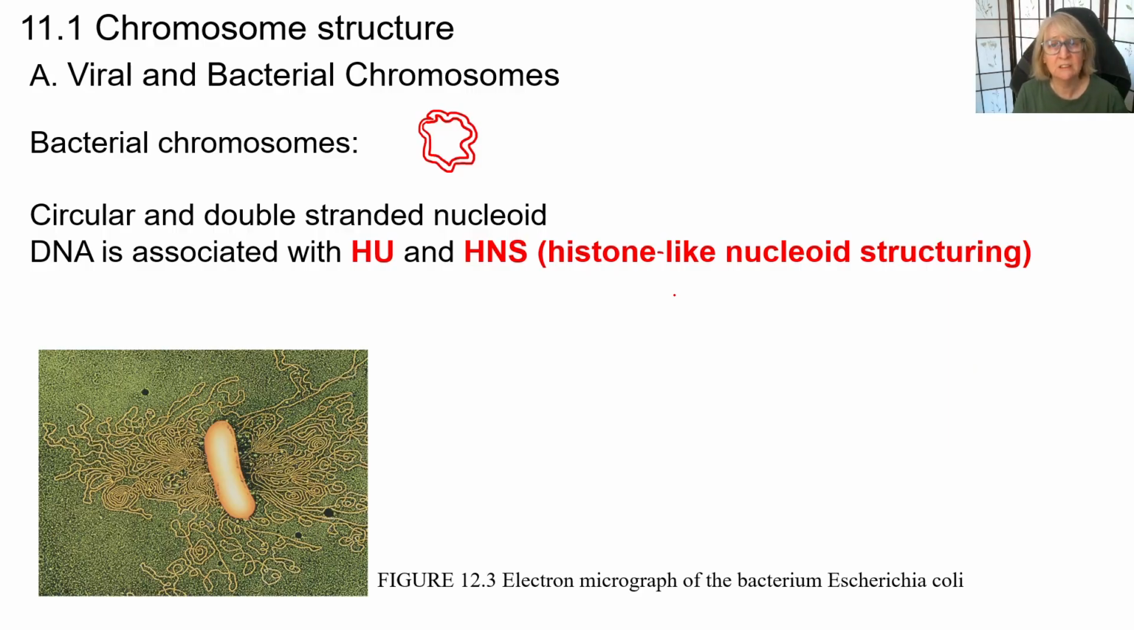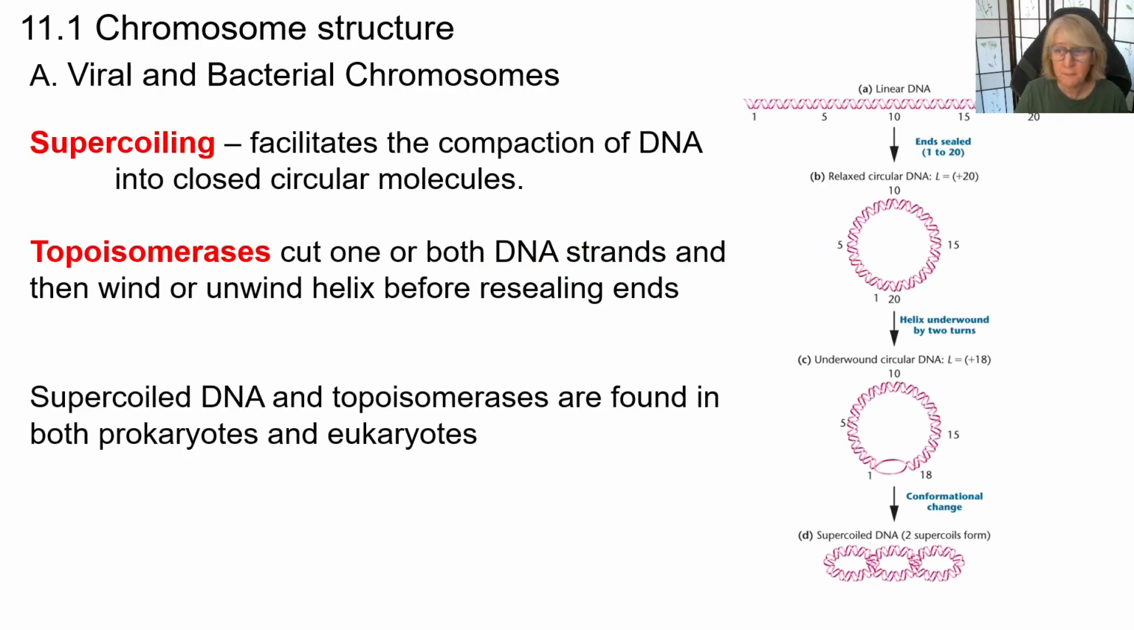Histones are the proteins that we use as eukaryotes to kind of wrap our DNA around to give it structural strength. They have something similar, but not exactly the same, and certainly not as many as we have. The DNA itself is super coiled. That means it's wrapped and then wrapped again.